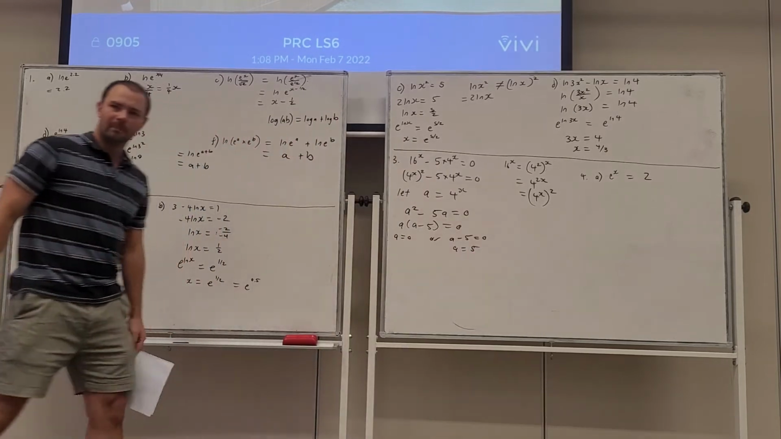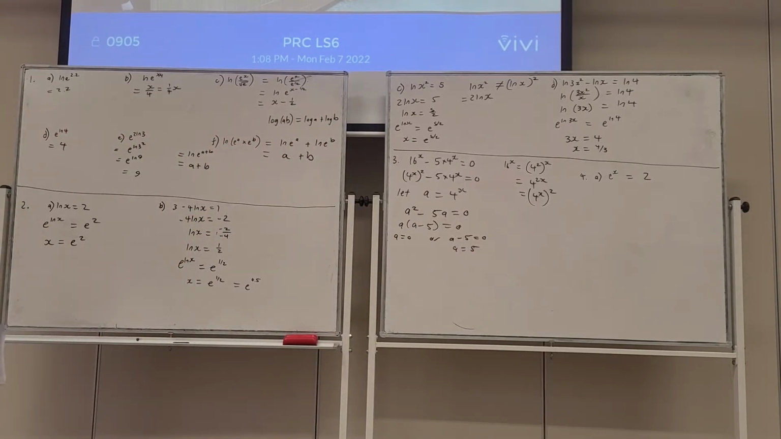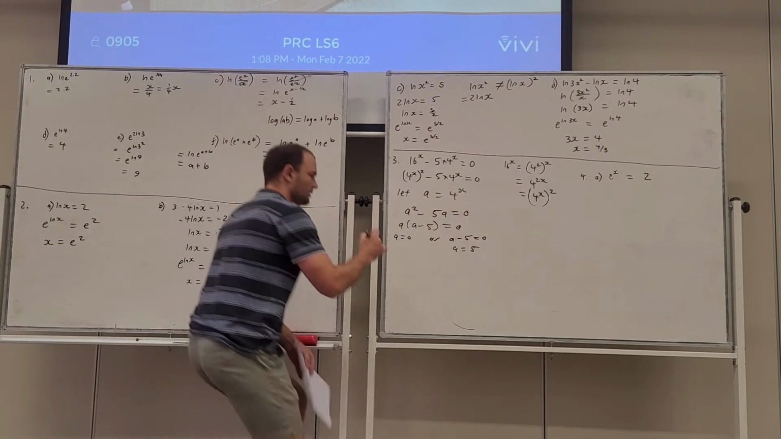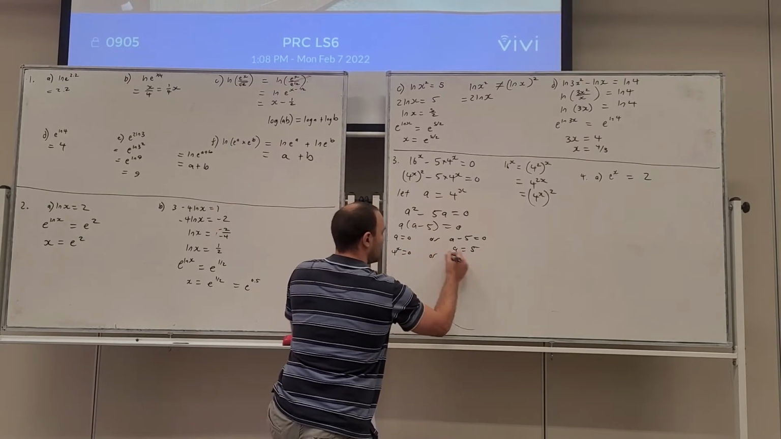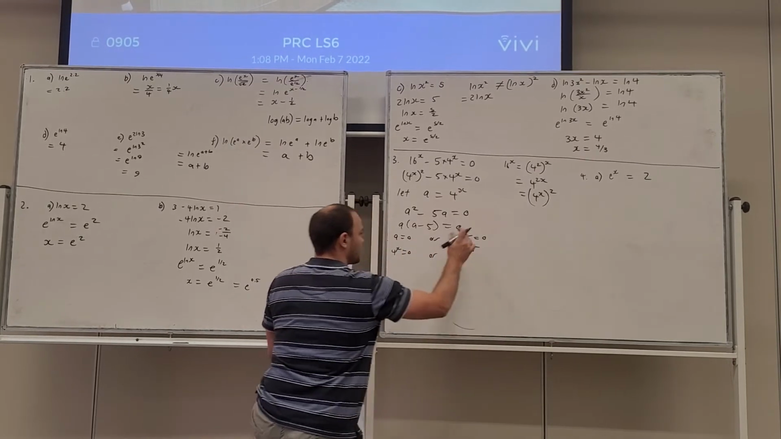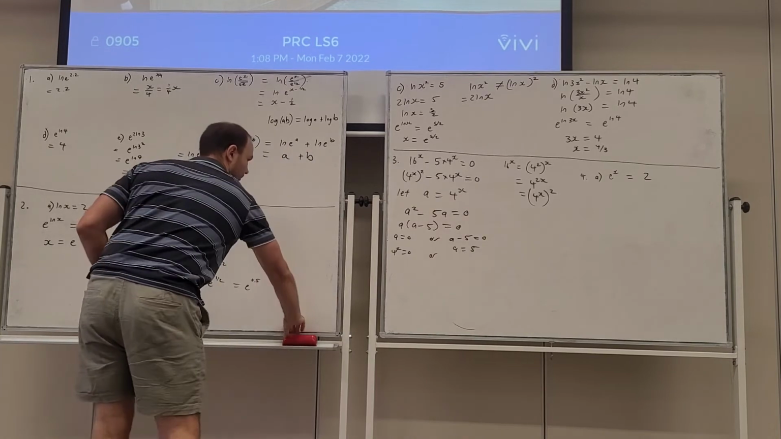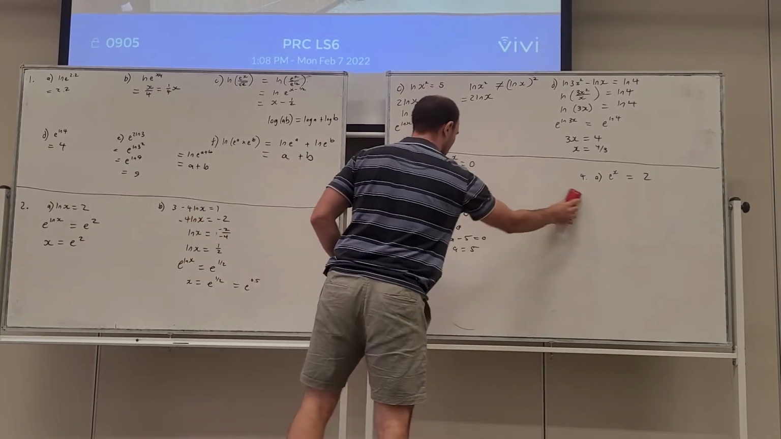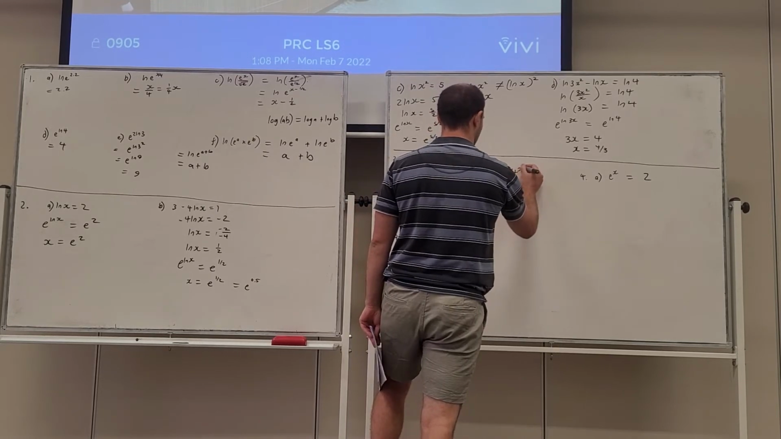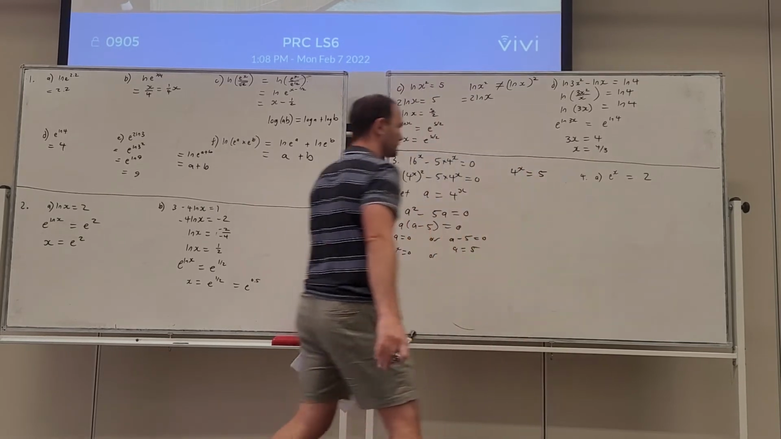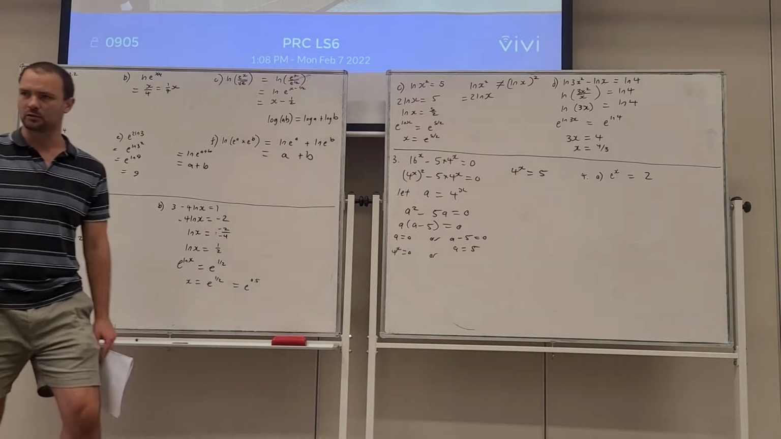Okay, but we need to substitute a back in because we're not dealing with a, we're dealing with 4 to the x. So our solutions are 4 to the x is 0, or 4 to the x is 5. Okay, so we have two solutions.